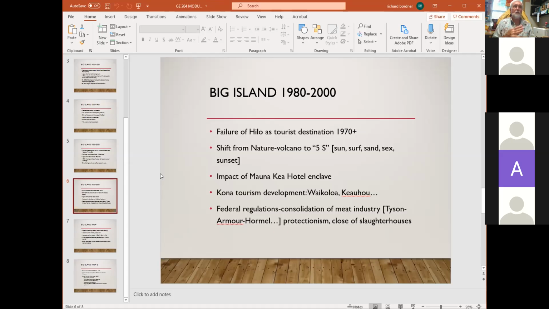You have this sort of personification of sex, a romantic sexuality, which again is a huge part of the sort of Polynesian ethos that the Europeans spin. It becomes a huge part of the tourism experience in Hawaii in the past, and still is today.